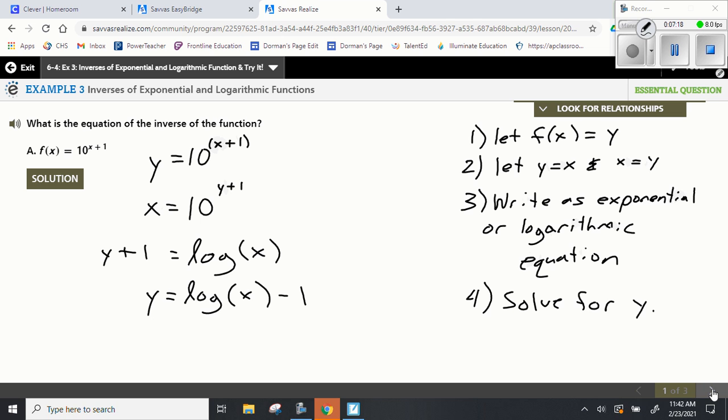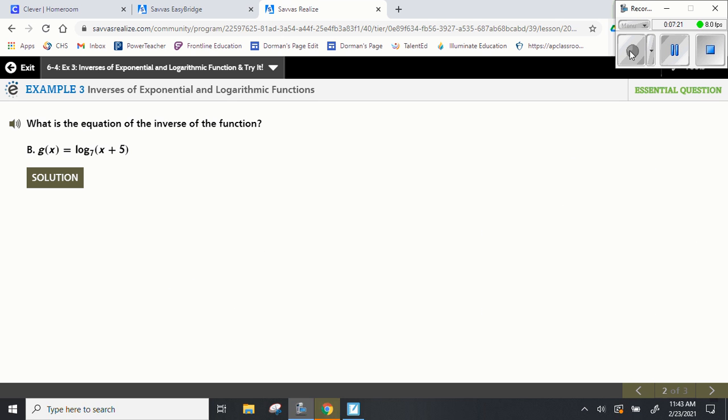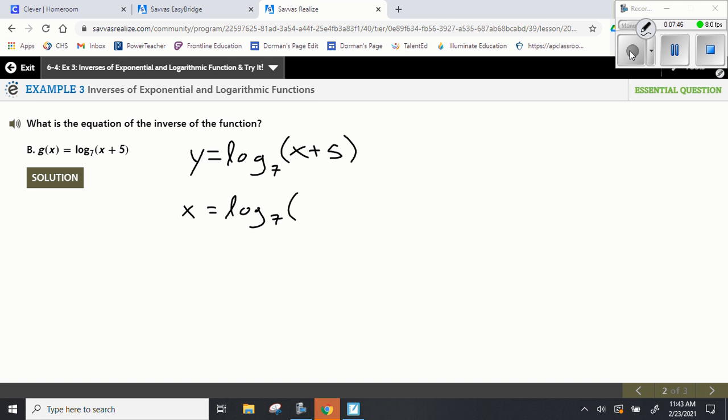So with this one, we're going to follow the steps. But now, when we get to step 3, we're going to write it as an exponential equation. So first step, we're going to let g of x equal y. So we're just going to write it in the form where we have y. And it's log base 7 of x plus 5. Okay, now we're going to substitute x for y and y for x.